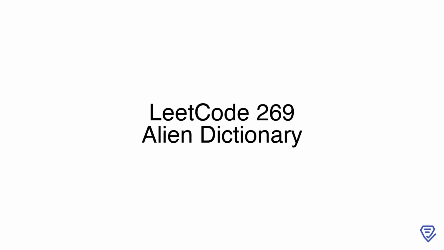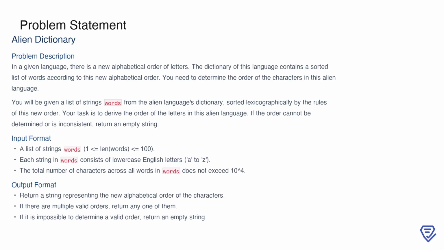Let's get started. In this problem, we are tasked with determining the order of characters in an alien language. The alien language has its own alphabetical order, which is different from what we use. You are given a list of words from the Alien Language Dictionary, and these words are sorted according to their own lexicographical rules. Your goal is to figure out the order of characters based on this sorted list. If the order cannot be determined or is inconsistent, you will return an empty string.